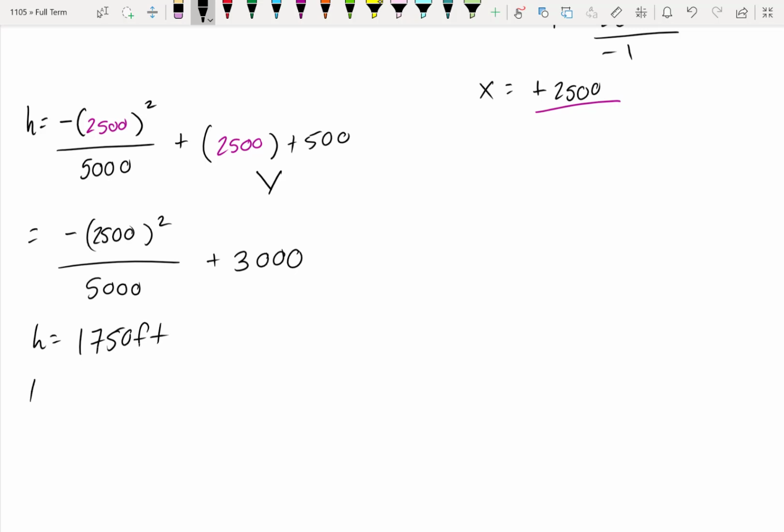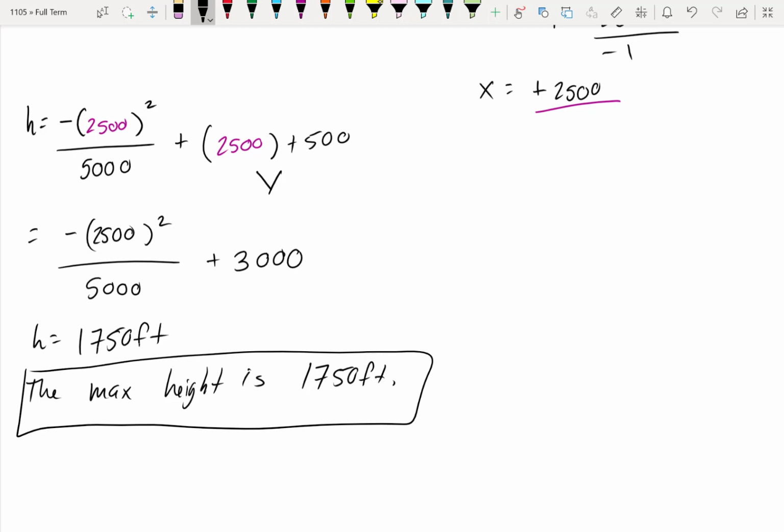So the max height is 1,750 feet. So that means when you fire this rocket off the cliff, or this projectile, it's going to hit 1,750 feet at the max and then start to go down.